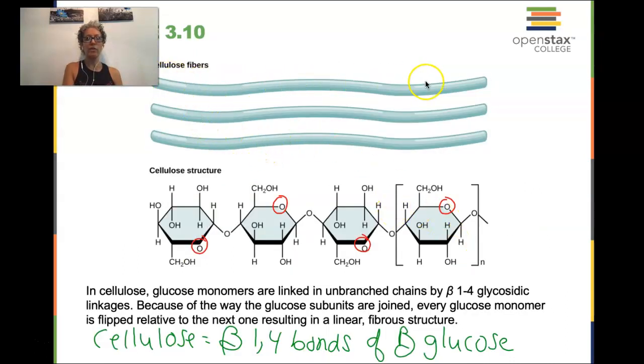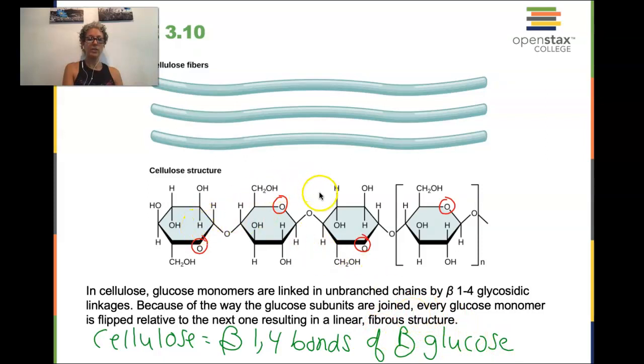Cellulose is very linear. Cellulose is a carbohydrate polymer that forms the structure of plant cell walls, and it's also found in some algae cell walls and even in a few other protist cell walls. So cellulose is beta 1,4 bonds. So instead of the alpha glucose we see in starch and glycogen, we have beta glucose.